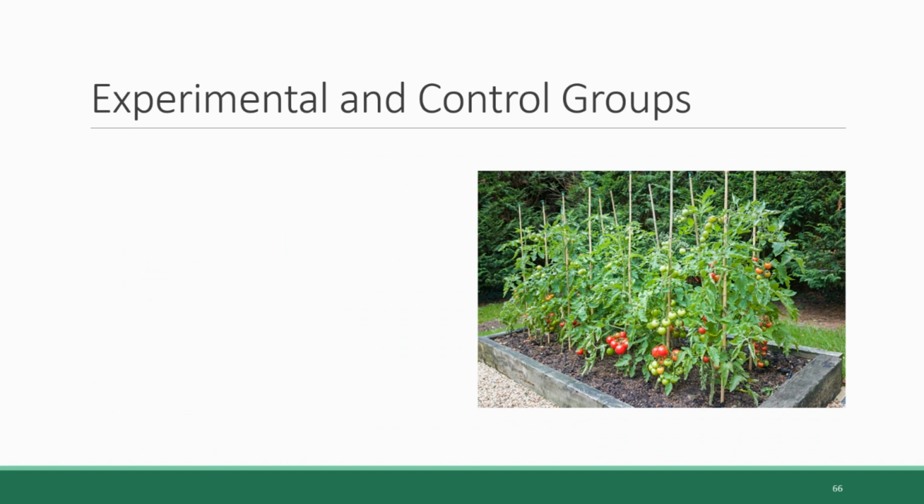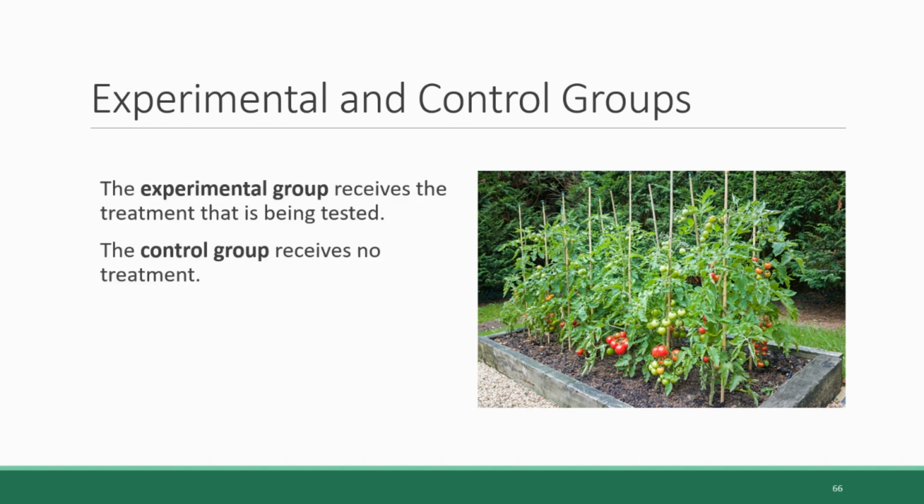So half the tomato plants got more water, the other half stayed the same. Effectively, what we've done is divided the tomato plant population up into two groups, where one group gets the treatment that we're testing out, meaning more water, and the other group does not get the treatment we are testing out. In an experiment, the group that gets the treatment that's being tested is called the experimental group, and the group that does not get the treatment is called the control group.